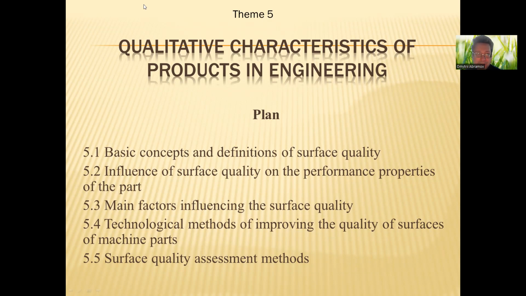Please write down the name of our lecture and the plan. Once more, basic concepts and definitions of surface quality, influence of surface quality on the performance properties of the part, main factors influencing the surface quality, technological methods of improving the quality of surfaces of machine parts, and surface quality assessment methods.